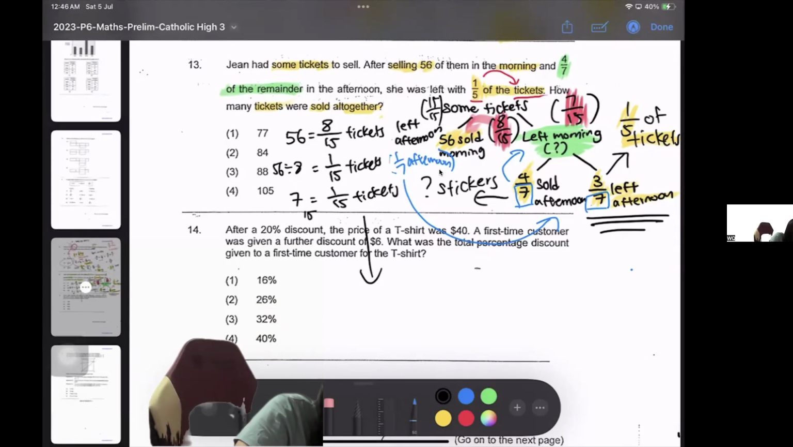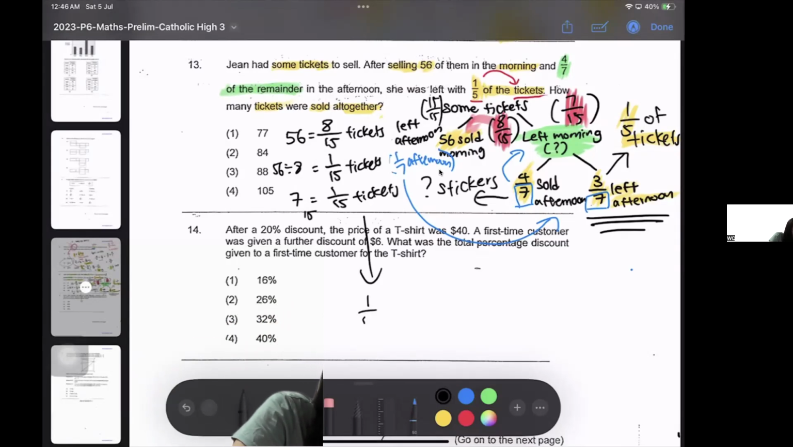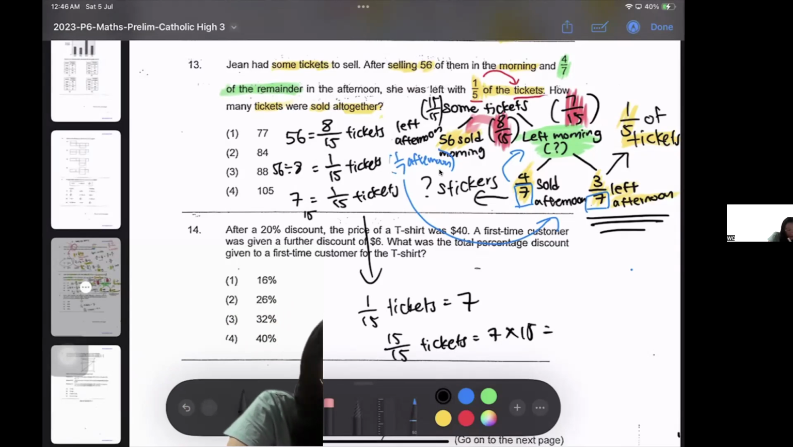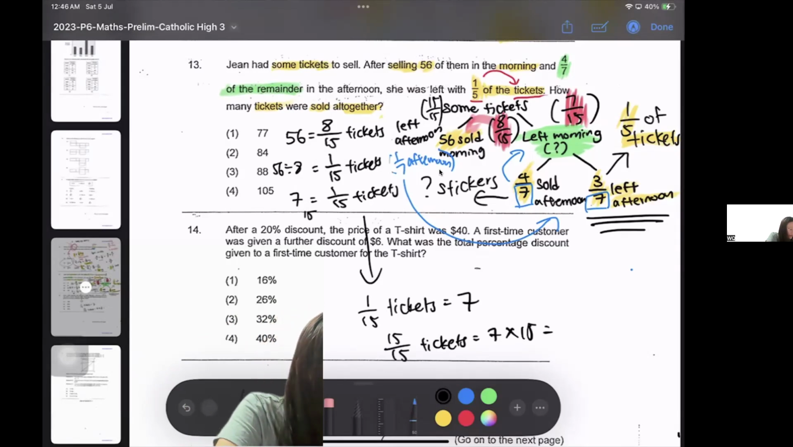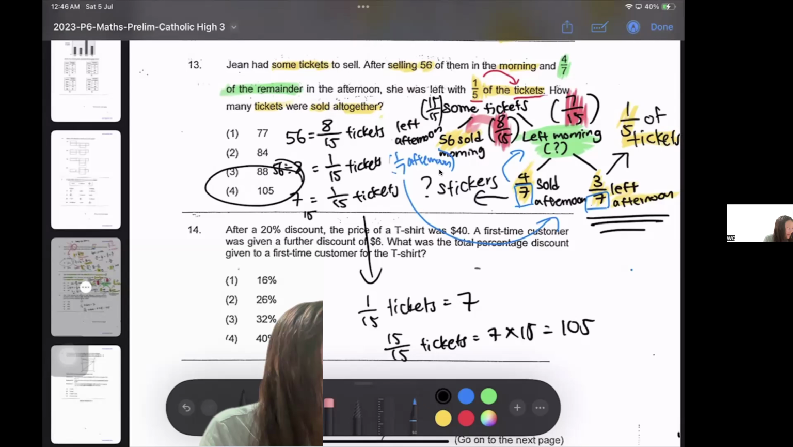So 1 out of 15 equals 7, which we did just now already. 1 out of 15 tickets. Must make sure you write in the tickets, so you know this is a different thing, okay? Tickets equals 7. So that means you need to find 15 out of 15 tickets, which equals 7 times 15, which gives you 105. So the answer is 105.